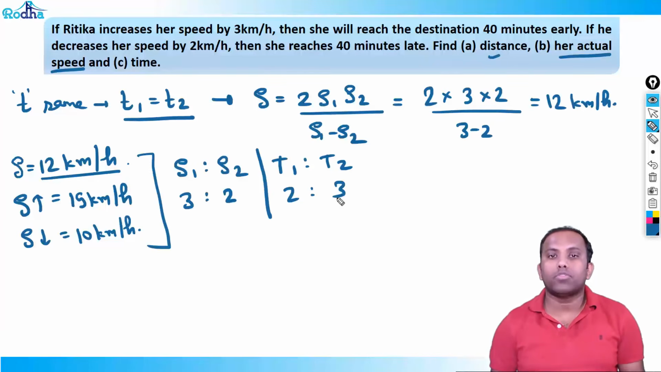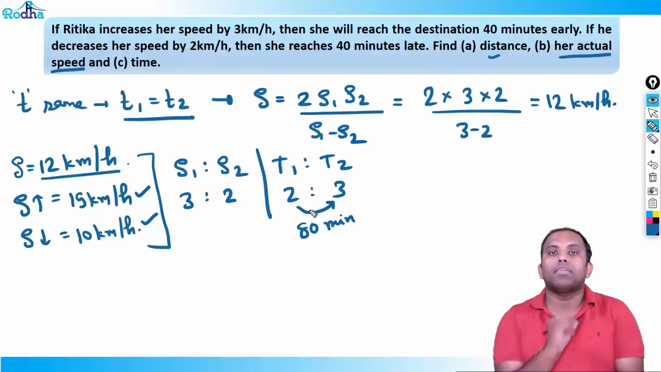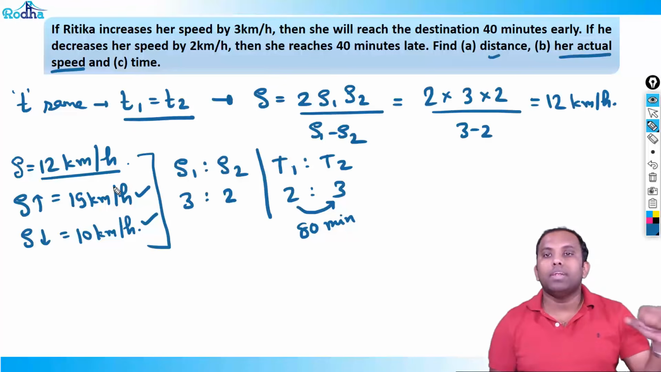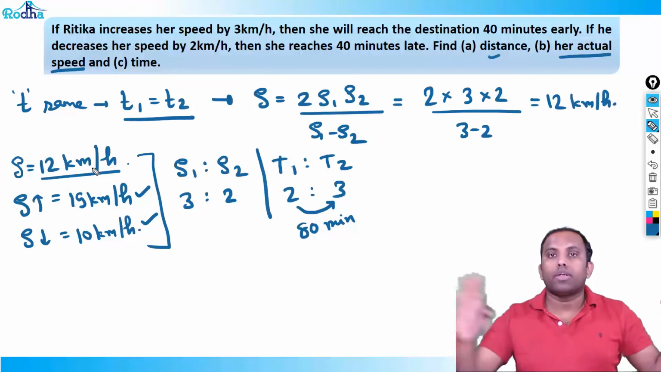What is the ratio of time at the speed of 15 and at the speed of 10? At the speed of 15, the time taken is 2 minutes, and at the speed of 10, the time taken is 3 minutes. What is the difference between these two times? The difference is 80 minutes, because at the speed of 15 she is reaching 40 minutes early, and at a speed of 10 she is reaching 40 minutes late.